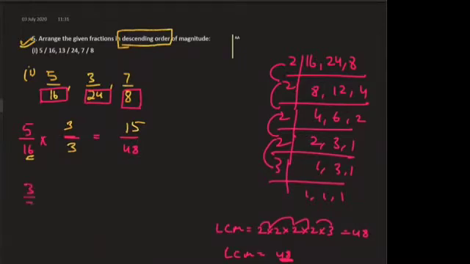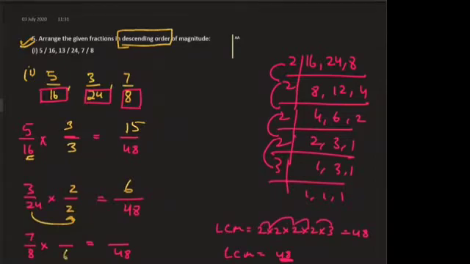Now write 3 upon 24, and multiply 24 by such a number so that you can get 48 in the denominator. We can multiply by 2 in numerator and denominator, because 24 twos are 48, and 3 twos are 6. In the same way, write the third fraction 7 upon 8 and multiply 8 by such a number so that you can get 48 in the denominator.